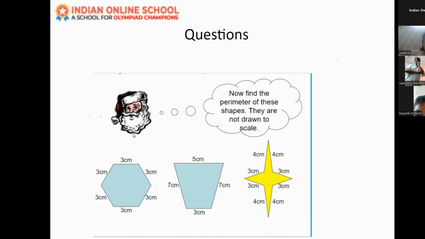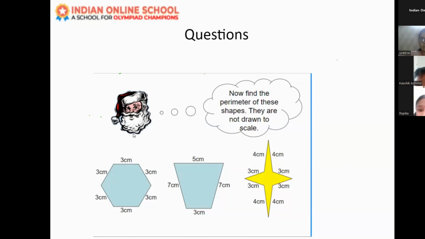Okay. So Chiteshwar, what would be the perimeter of this one? The hexagon? 18 centimeters. Correct. 3 plus 3, 6 plus 3, 9 plus 3, 12 plus 3, 15 plus 3, 18. That makes it 18 centimeters as my answer. Okay. Rupika, can you answer this one? The next one? The quadrilateral.